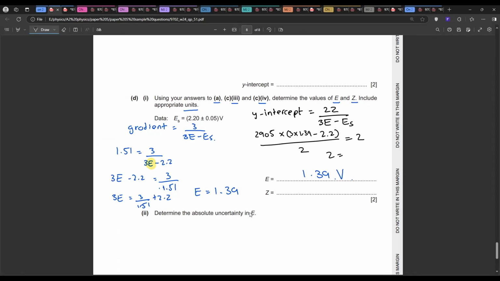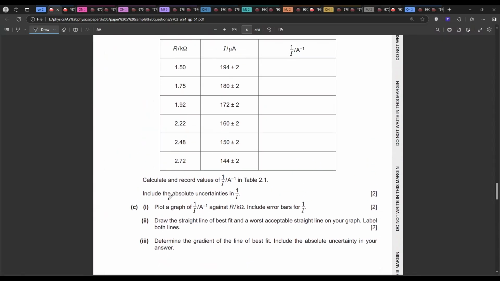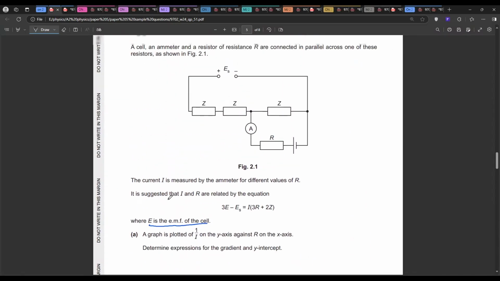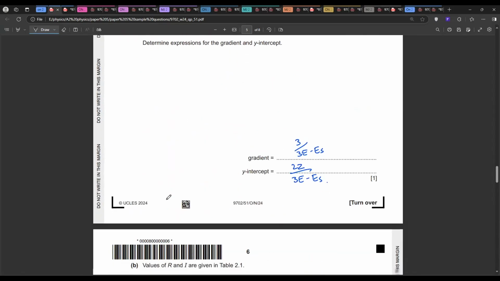This gives you a value of Z equal to 2861. Either you can write it to 3 significant figures. Let's write it to 3 significant figures: 2860. Perfect. Now what will be the units of Z? You will again read the question. What is Z? Z is a resistor. So the units will be in ohms.